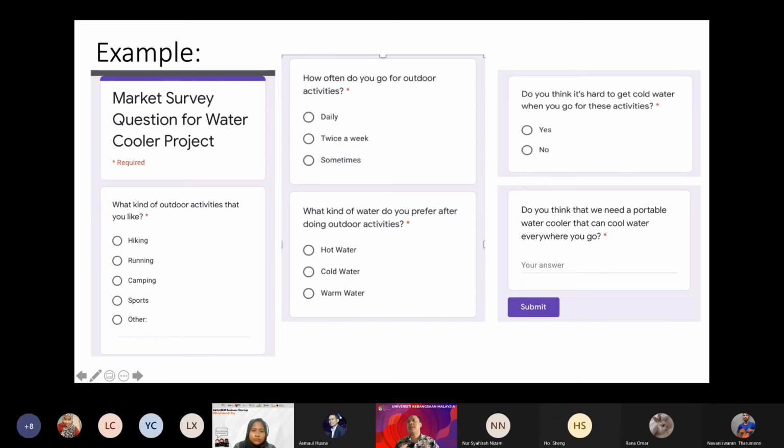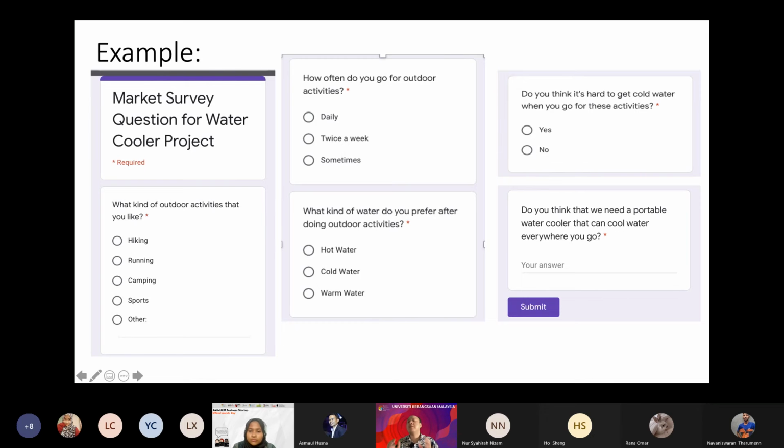So if most of them say yes, yes, yes, it means they have pain as outdoor activity people. Their pain is they enjoy drinking cold water, but it's very difficult to get. So when you introduce something for outdoor activities, portable or rechargeable or whatever, that can provide cold water, of course they are the ones interested in your product. And then the last question: do you think we need a portable water cooler that can provide cold water everywhere you go? You are expecting the answer to be yes, yes, yes, and yes.